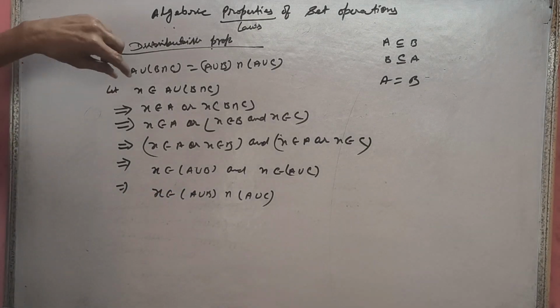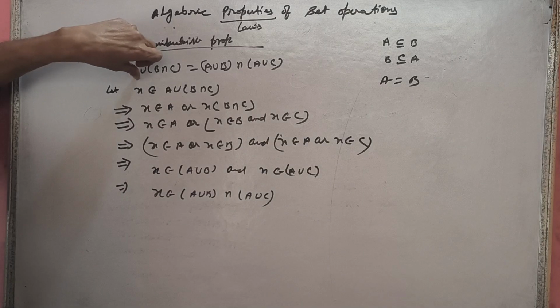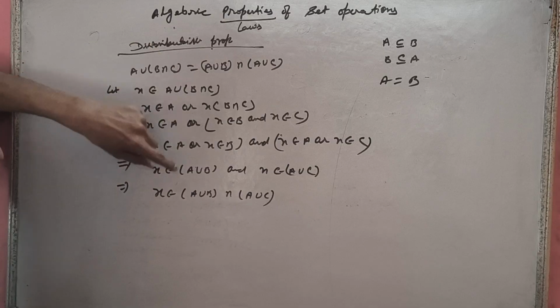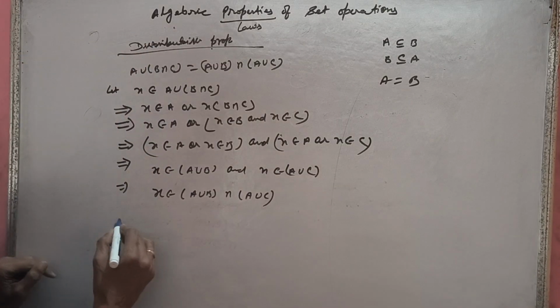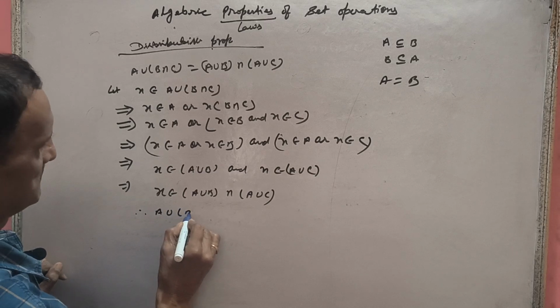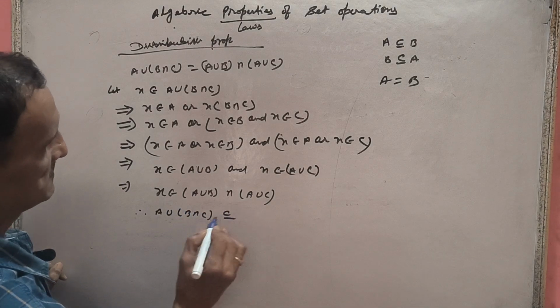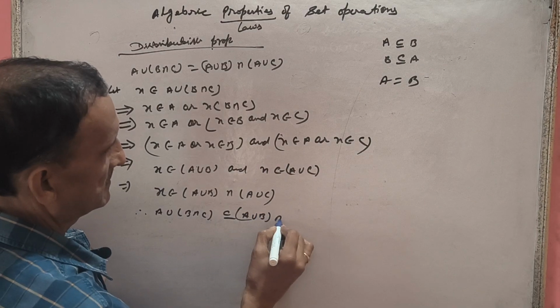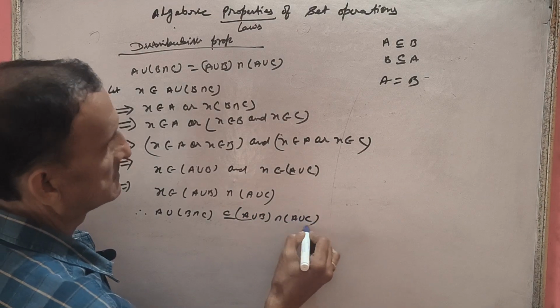What is the meaning of that? It means that whatever elements are here, the same are here also, so everything of these is here also, so this is a subset of this. What will we get? A union (B intersection C) is a subset of (A union B) intersection (A union C).